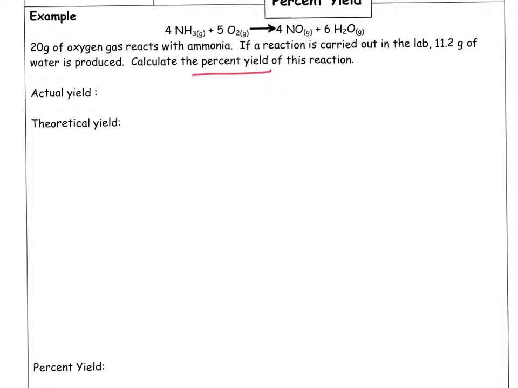All right, spoiler alert, I'm going to give it away, so pause if you need to. But the actual yield is this: 11.2 grams of water. How did I know that? Well, it talked about a reaction happening in the lab, which means you're actually doing the physical reaction, so that's how I picked out the actual yield. Some keywords are like lab, experiment, the word actual is a good clue. Those are all context clues that it's the actual yield.